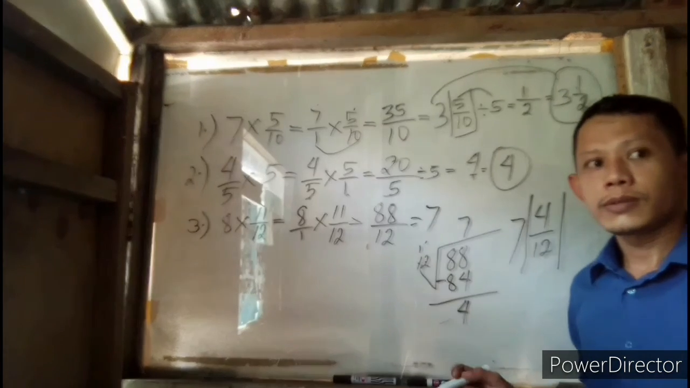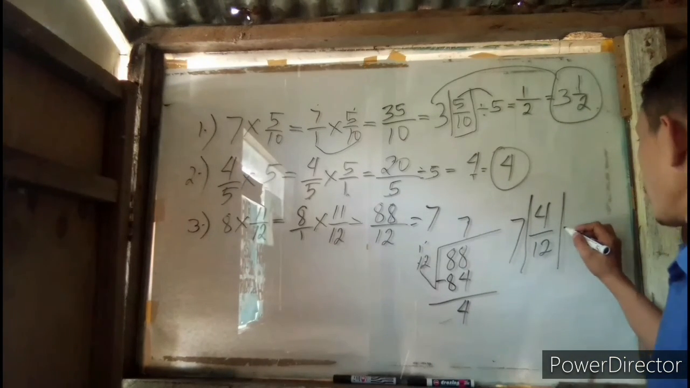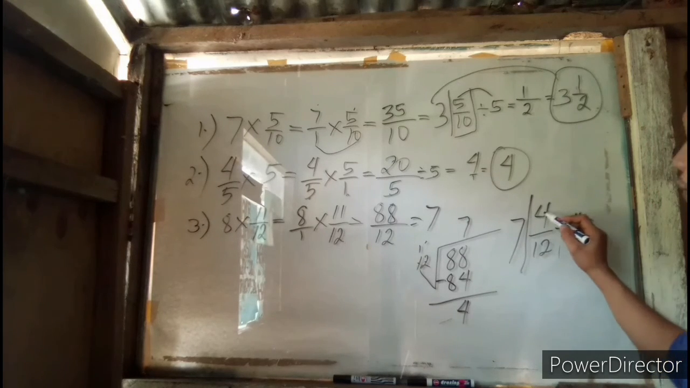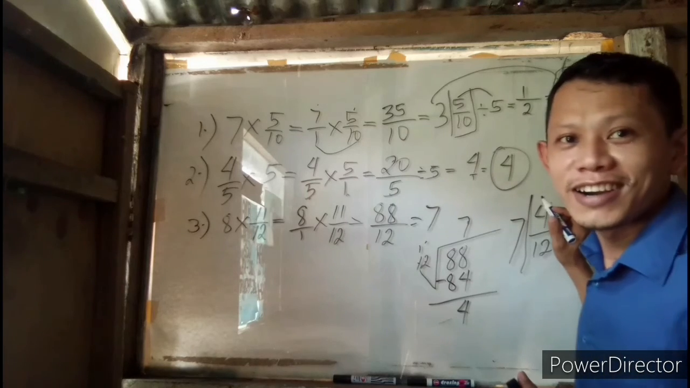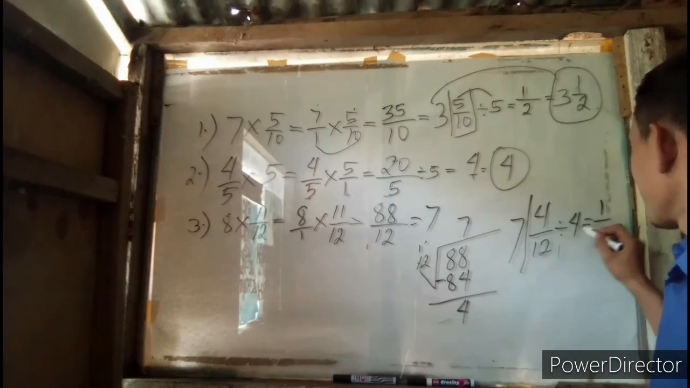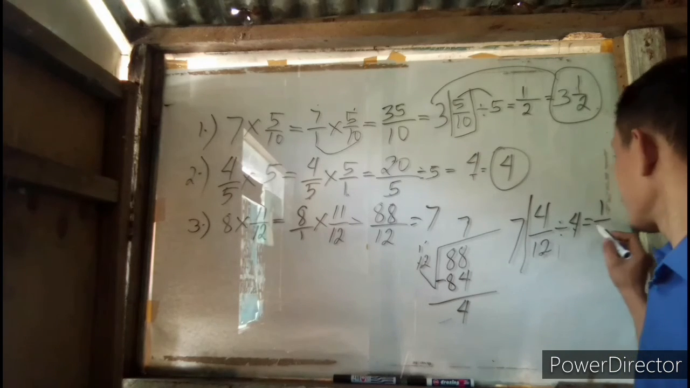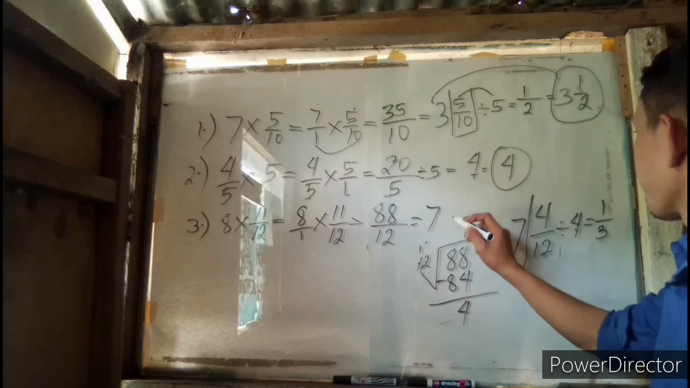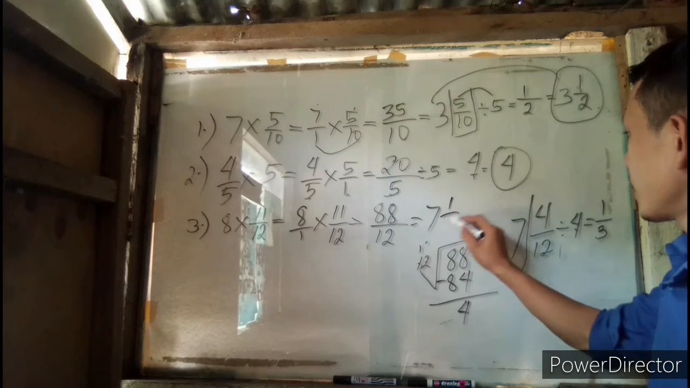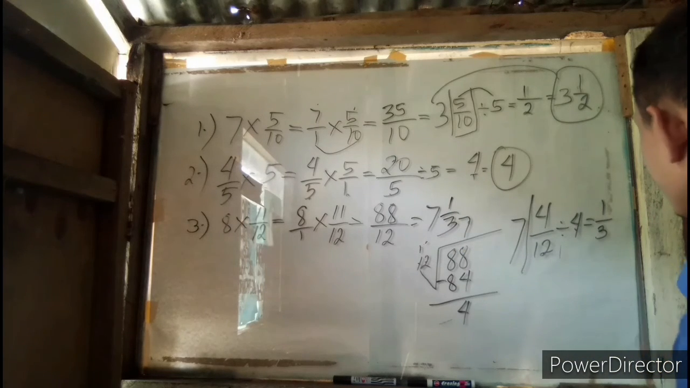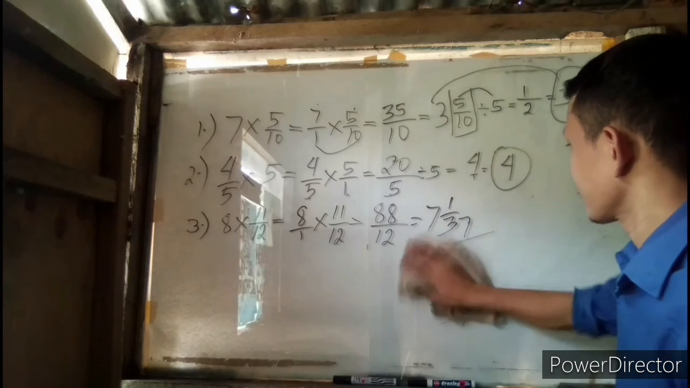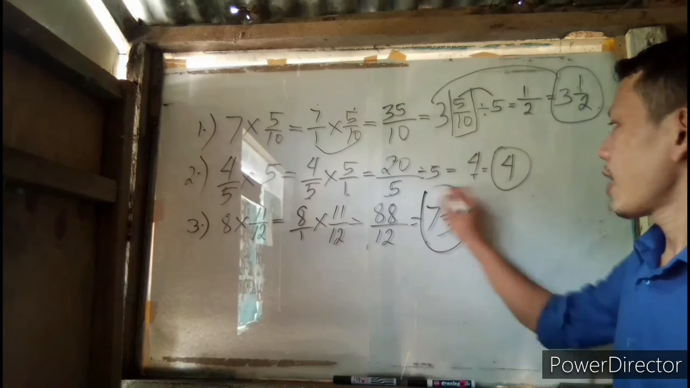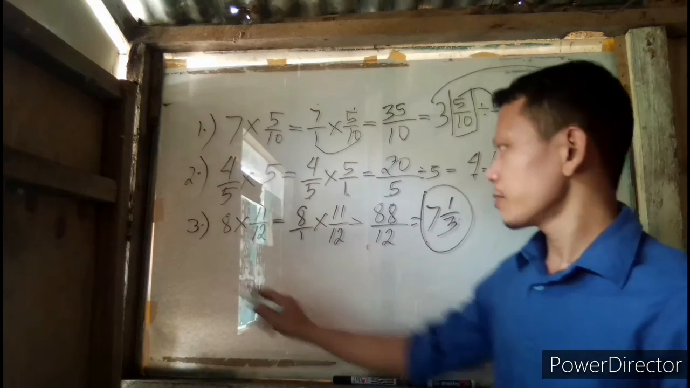So we're going to simplify again, right? Okay, 4. We're going to divide that by 4. 4 divided by 4, 1. 12 divided by 4 is 3. 1/3. So therefore we have 7 and 1/3. This is our final answer, 7 and 1/3. Next, number 4.